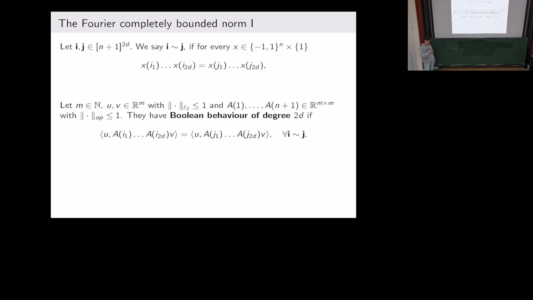So given U, given B, and given some A's, that tuple of vectors and matrices have Boolean behavior if they satisfy this. In that case, it's trivial, like everything is zero, so it's fine. So somehow this is saying that with respect to some vectors, these matrices behave like Boolean strings, but you fix the vectors. Okay? So this gives a notion of behaving like Boolean strings for matrices.